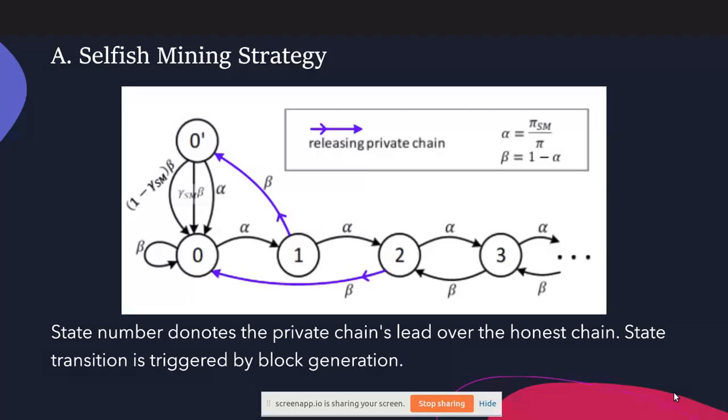Here pi_sm is the selfish mining pool's block generation rate, and the state number denotes the private chain's lead over the honest chain, and the state transition is triggered by any block generation event. The transitions from state 1 to 0' and 2 to 0 are accompanied by the selfish mining pool releasing the private chain. And here in the image we can see gamma_sm. Gamma_sm is defined as the long-term average fraction of honest computing power.